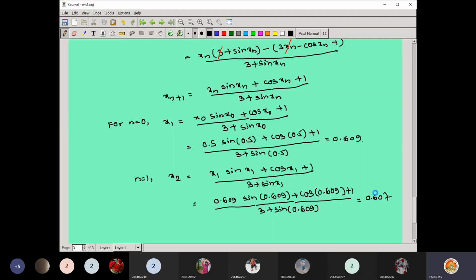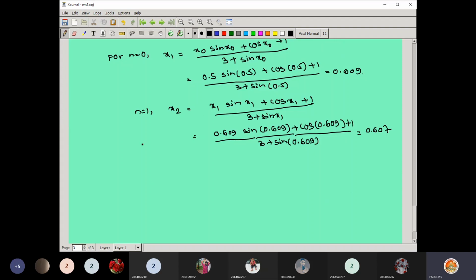So shall I stop it? A little bit of difference is there. So better you move for the next value. Substitute n equal to 2, so that you are getting x3 equal to, same in your last formula, (x2 sin of x2 plus cos x2 plus 1) divided by (3 plus sin x2). You just substitute the x2 value and give me the answer. What is the answer you are getting there?